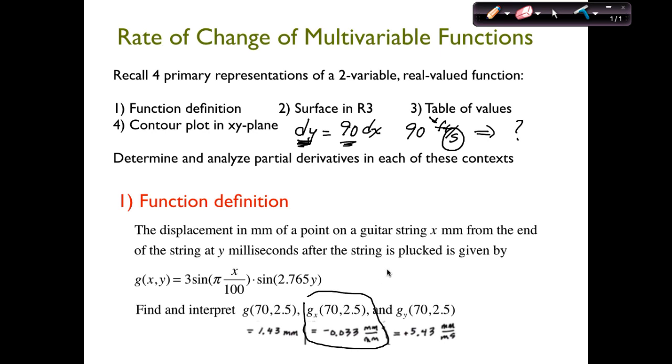Give it a shot. Okay, so at 2.5 seconds, your rate of change of displacement is negative 0.033 millimeters for every millimeter that you go down the string. And what does the rate of change mean? So at 2.5 milliseconds, what can we say to make meaning of that rate of change?